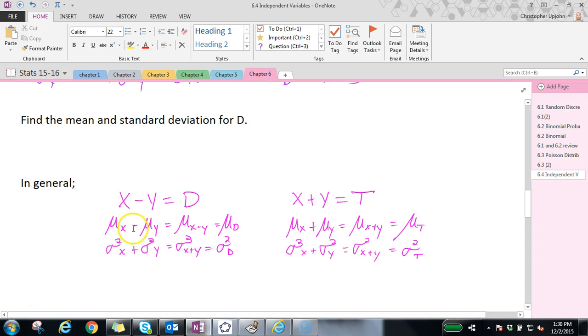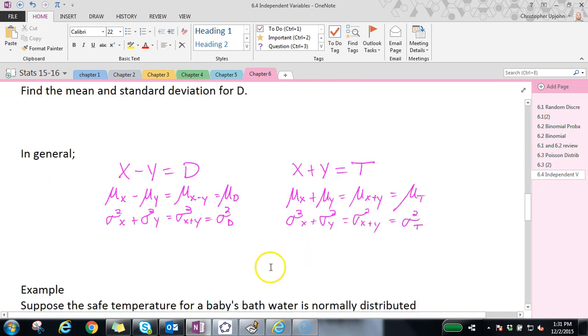So to find our mean, if we're subtracting two sets to get a new set, we just subtract our means. If we're adding two sets to get a new set, we just add our means. Very simple. But either way, if we're adding or subtracting to get new sets, we add our variances. And we get the new variance. And then obviously to get the standard deviation, we need to take the square root.